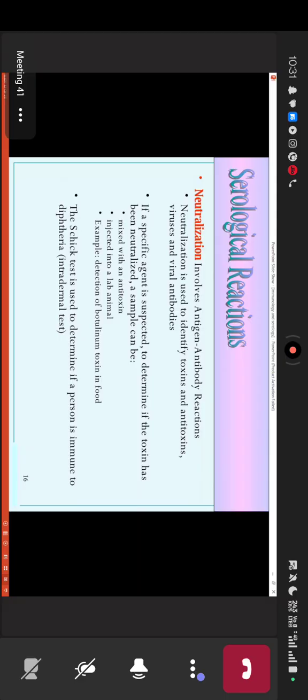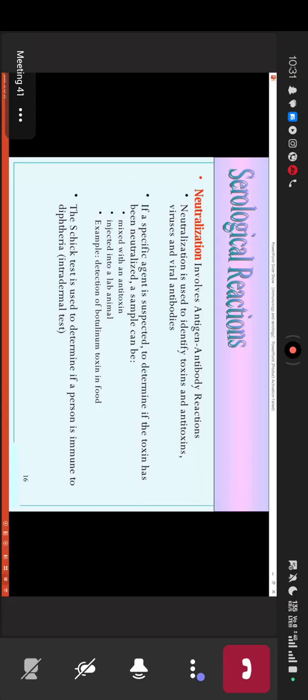The Schick test is an example which we use to determine if a person is immune to diphtheria, right? This is an intradermal test. So the Schick test is an example of the neutralization reaction. It is based on the principle of neutralization.